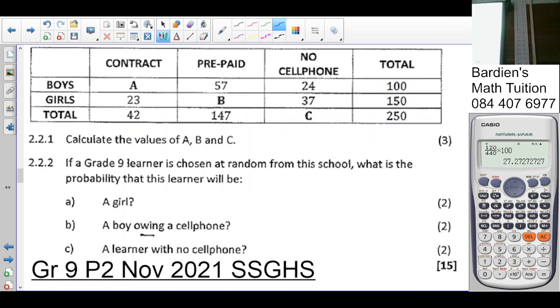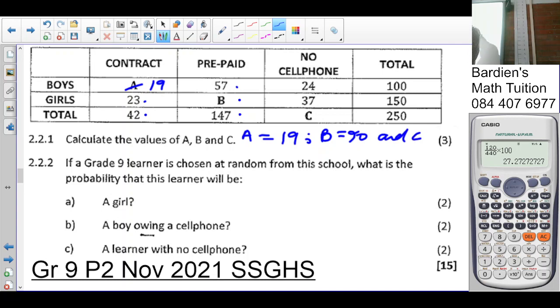So to calculate the value of A, I can say that 42 minus 23 is going to give you A. Not so? So 42 minus 23 is 19. So I replace A with 19. Look at B. 57 plus B is equal to 147. So B is equal to 147 minus 57, which is 90. And C, we know that 24 plus 37 is C. So C is equal to 61. You all agree with that?